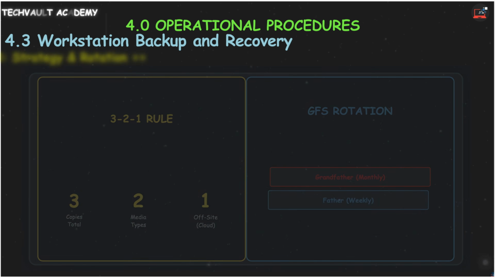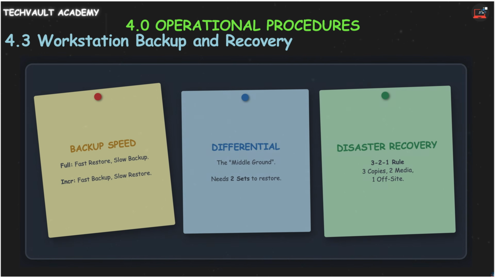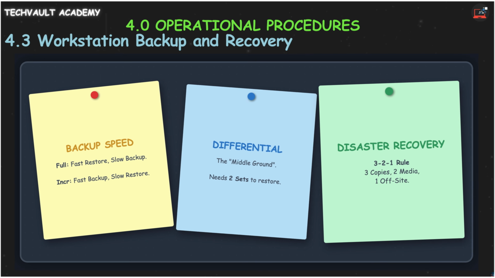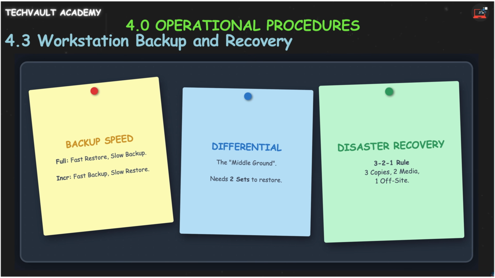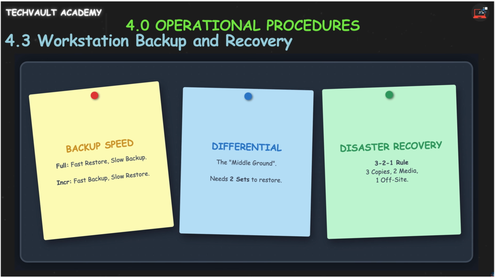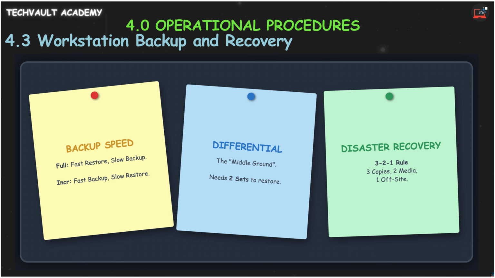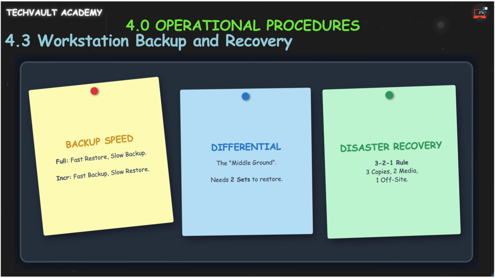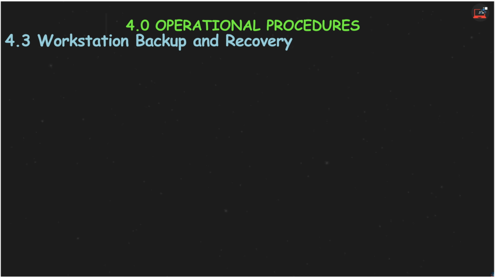To summarize, full backups are slow to create but fast to restore. Incrementals are fast to create but slow to restore. Use the 3-2-1 rule to ensure your data survives any disaster.